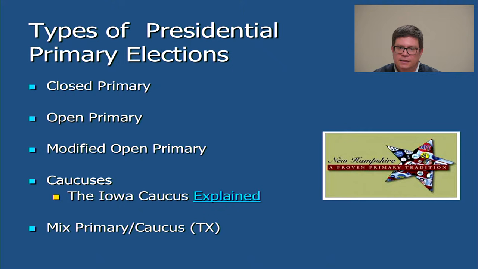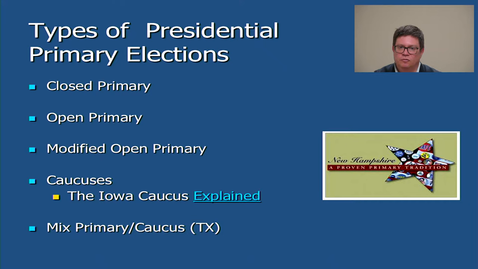And not to get too deep in the weeds here, but there's also something called a modified open primary. Essentially what this does is, if you're an independent, you can choose which political primary you want to vote in. So if I'm an independent, I can choose to vote in the Republican or the Democratic primary on the day of the election. However, if I'm a Republican, I have to vote in the Republican election, and if I'm a Democrat, I have to vote in the Democratic election, right? Independents get to choose. If you're registered for a party, you have to vote in that party's primary.